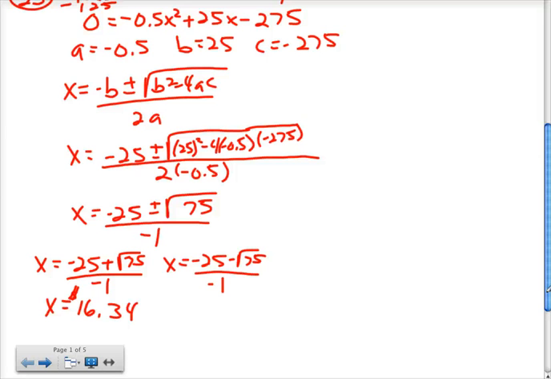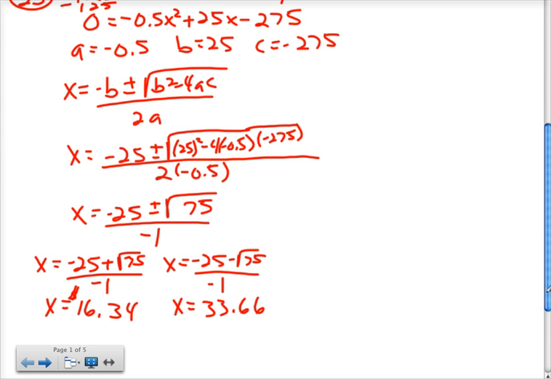And then for the other one, we have negative 25 minus the square root of 75. And again, we're going to divide that by a negative 1, which is basically just changing the sign. So this would be $33.66.